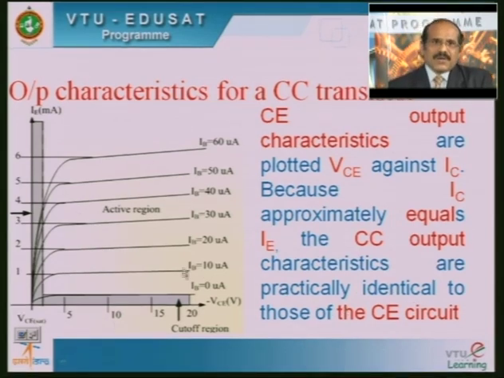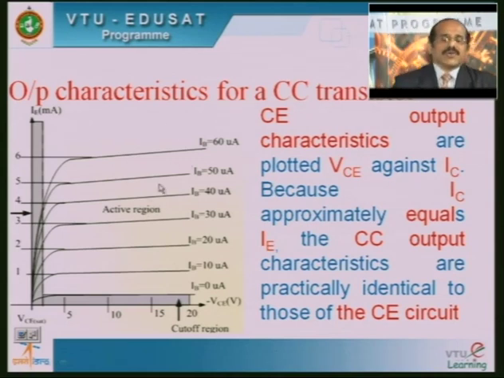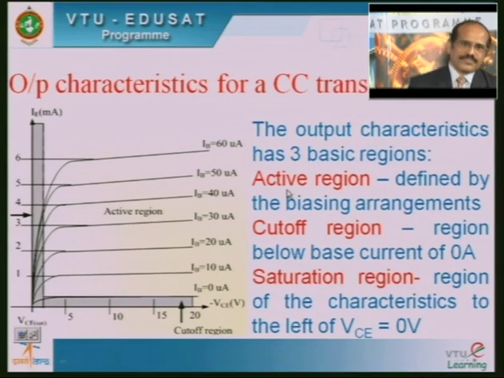If you compare the output characteristics of the common collector configuration with that of the common emitter configuration, since IC is approximately equal to IE, they look similar. You know that IE is equal to IC plus IB, and IB is in terms of microamperes, negligibly small.